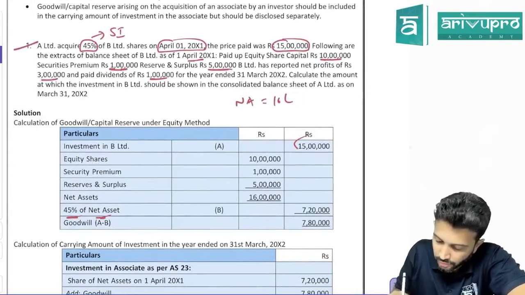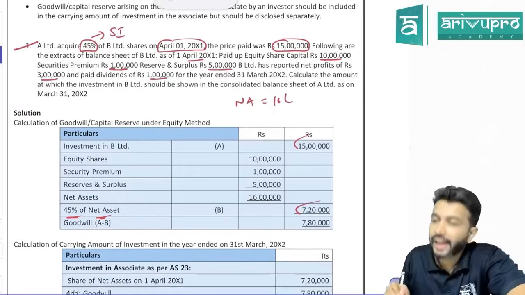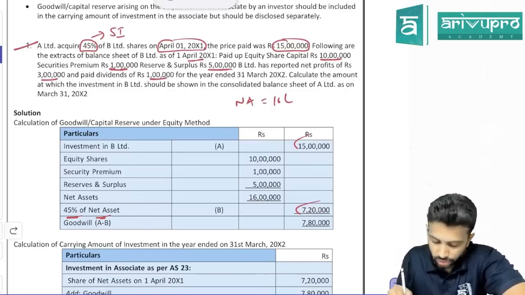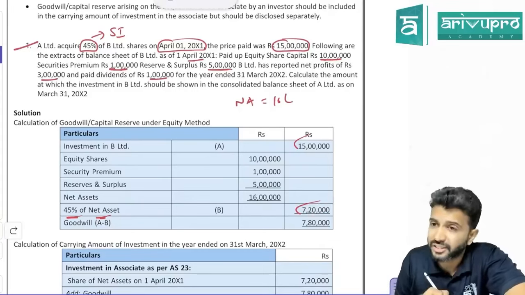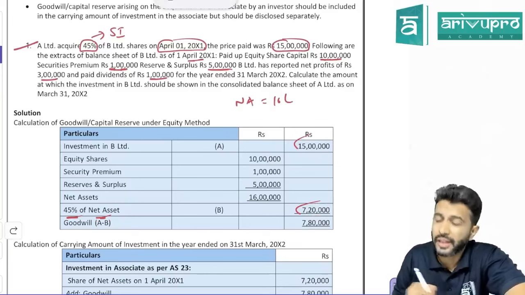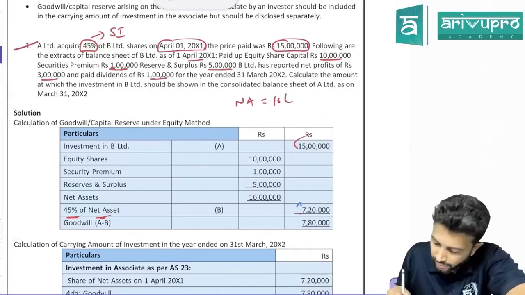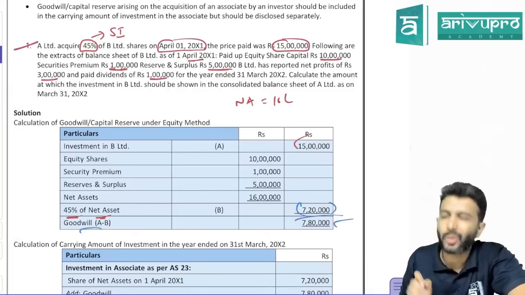45%. So what is the investor's share of net assets? What is 45% of this? 7,20,000. Correct? Okay. So 7,20,000 is the share of net assets, but the cost of investment was 15 lakh. From the cost of investment, simply reduce net assets. That's what we keep doing, no? So reduce. What are you getting? 7 lakh 80,000. That is the value of goodwill.